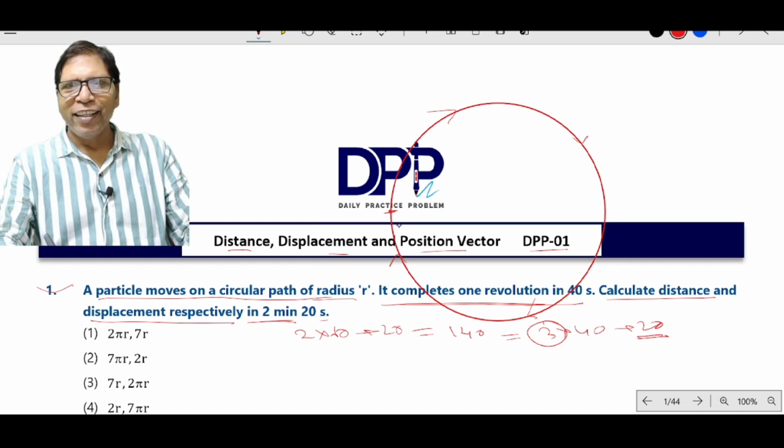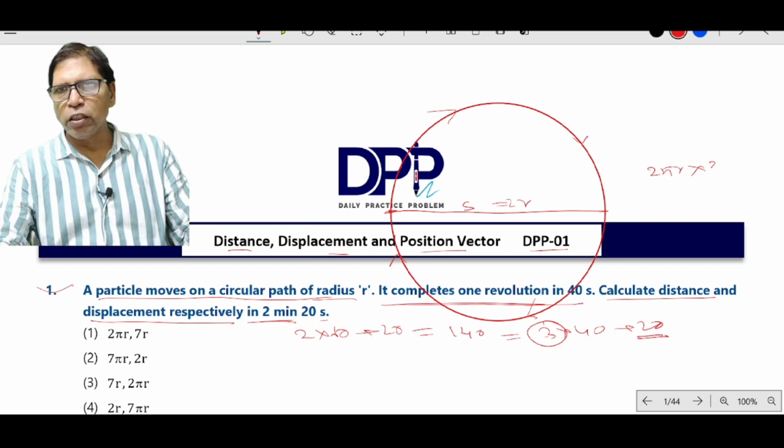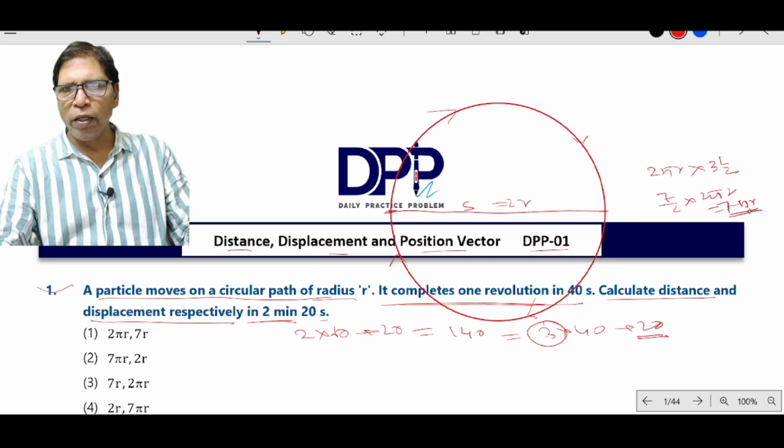So look at this, the displacement is the shortest distance between the initial point and the final point. So this is the displacement. And for distance, in 40 seconds the distance is 2 pi r. So in 3.5 revolutions, the distance is 2 pi r into 3 and a half. So this is 7 by 2 into 2 pi r. So 7 pi r is the distance travelled and 2r is the displacement. Option 2 is correct.